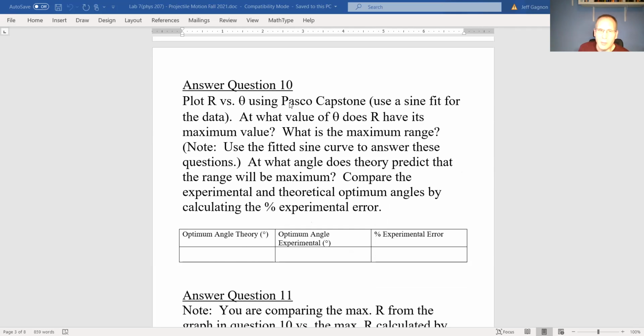When you plot range versus angle, you're going to get like a sine wave as a fit. So what you need to do is determine the maximum range and the angle at which it occurred from your data, from your sine fit. Okay, let me actually do this out on the iPad again, and then I'll show you how to do this actually on PASCO Capstone when you graph it.